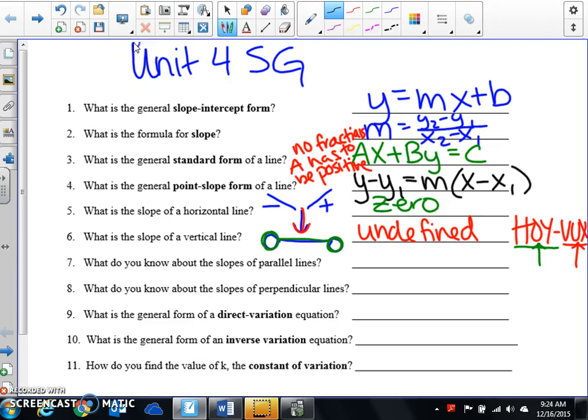All right, what do we know about parallel slopes? For slopes of parallel lines, they are the same, so they are equal to each other. Perpendicular lines are opposite reciprocals.